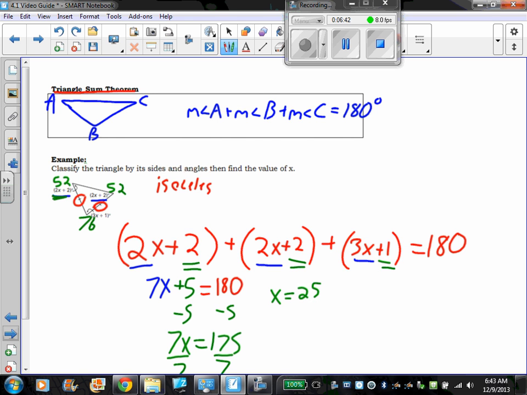We can see that these are all acute angles. They're all less than 90 degrees. So this is an isosceles acute triangle. So we actually have all the information we need at that point because we were asked to classify the triangle. We know it's an isosceles acute triangle, and we found x, which was 25. So that's that problem. All right.